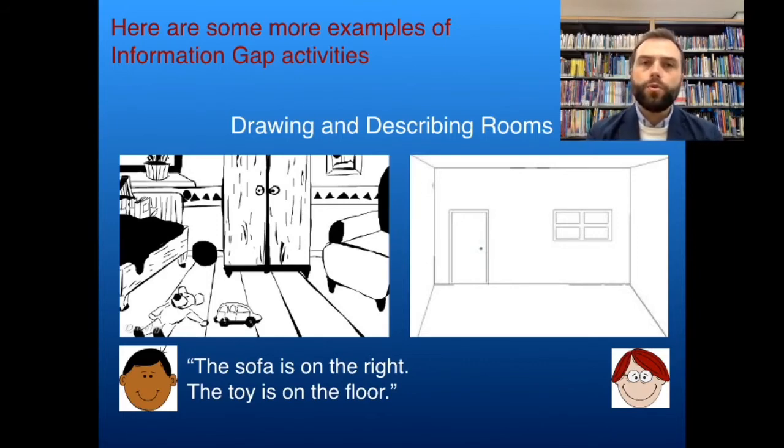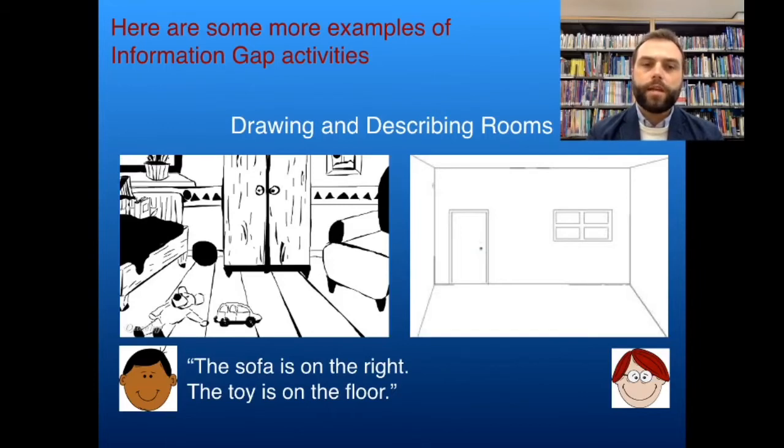But the student also needs to explain where the items are in the room. So the bed is on the left, the sofa is on the right, for example. The other student has a blank room. Okay, so they have a blank piece of paper, just a blank room. And they have to listen to the student explaining the room, and they have to put or draw the objects in the right places.